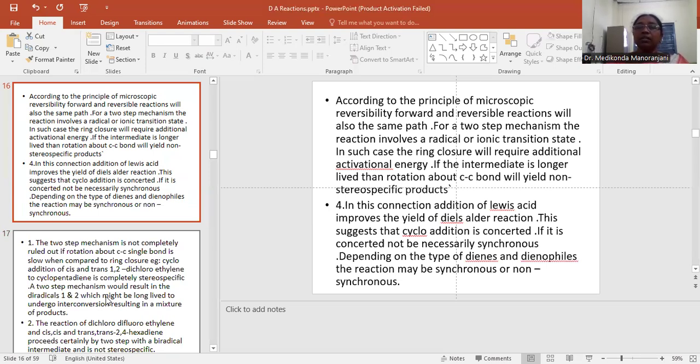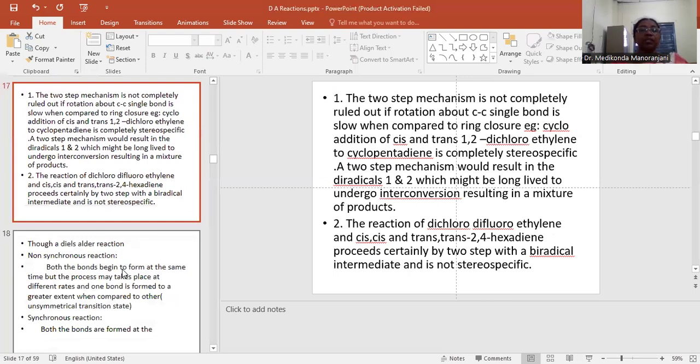In such case, the ring closure will require additional activation energy. If the intermediate is longer lived, then the rotation about CC bond will yield non-stereospecific products. In this connection, addition of Lewis acid improves the yield of Diels Alder reaction. This suggests that cycloaddition is concerted. If it is concerted, it need not necessarily be synchronous. Depending on the types of dienes and dienophiles, the reaction may be synchronous or non-synchronous. The two-step mechanism is not completely ruled out.